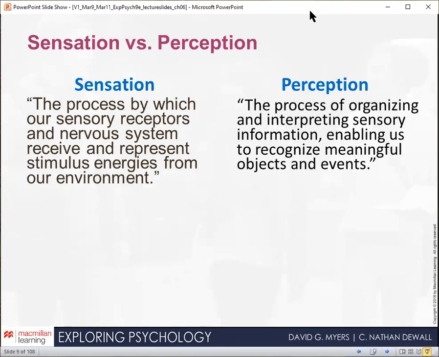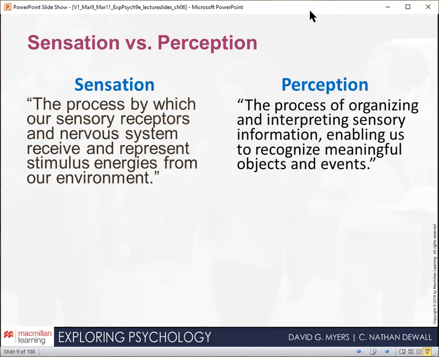So sensation. Sensation is the process by which our sensory receptors and nervous system receive and represent stimulus energies from our environment. So there are things out in the environment that we need to know about. And the first step of knowing about those things in our environment is to be able to sense them, utilizing our sensory receptors in our nervous system to get the information of the stimuli out in the environment into us in some fashion or form.